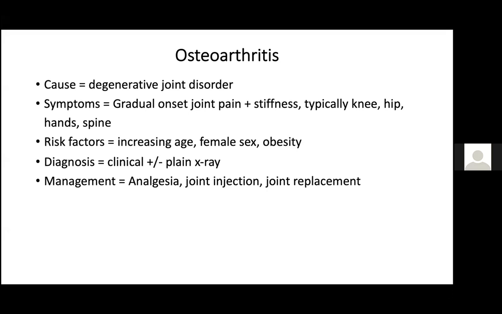And management is with analgesia. We might need to use steroid joint injections. And in cases where it's very severe, very life-changing, we can think about joint replacements, particularly hips and knees.